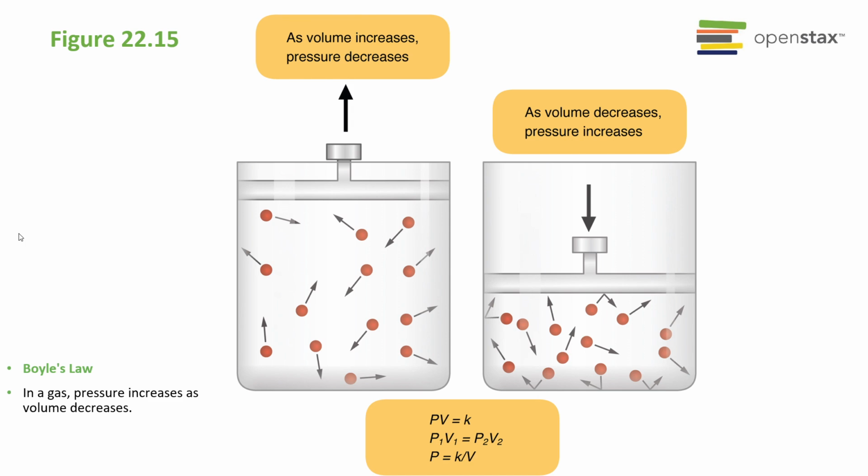Conversely, as volume decreases, the pressure will increase, as highlighted in the diagram on the right of your screen. And that is really symbolic or representative of expiration. And once again, there's less room for the gas to move around.